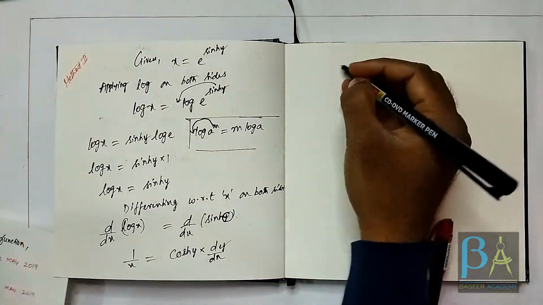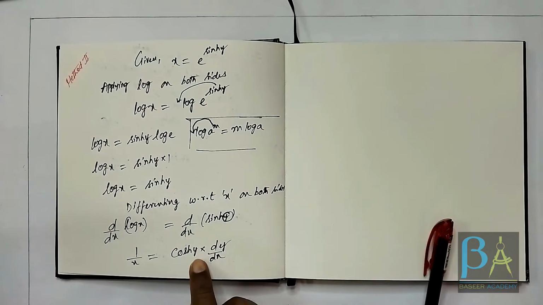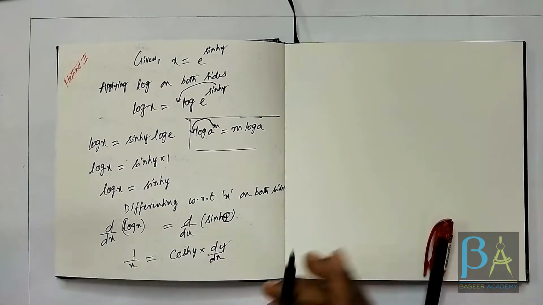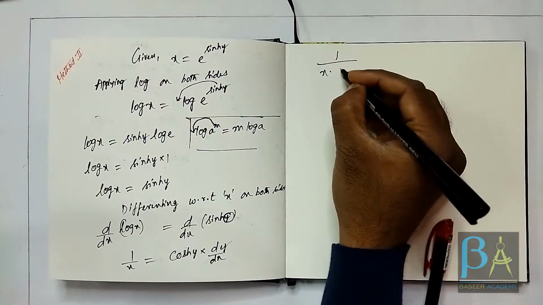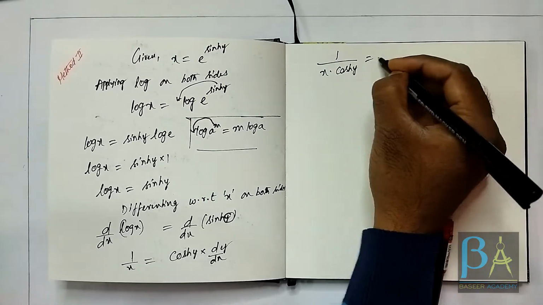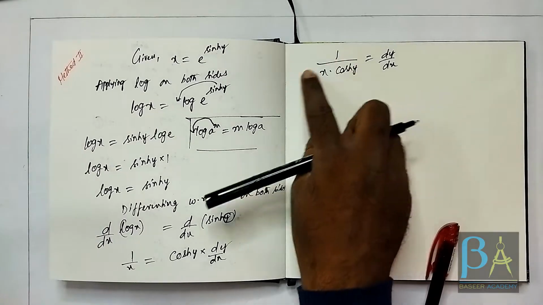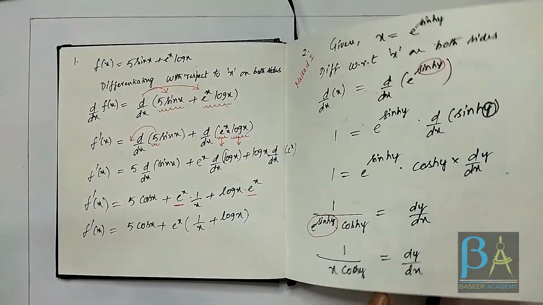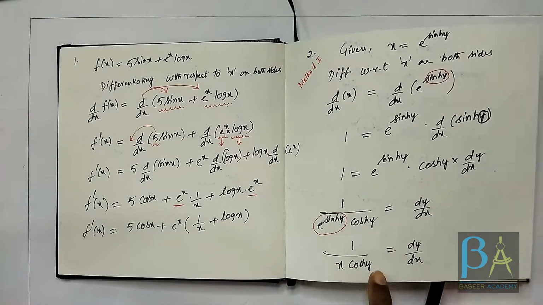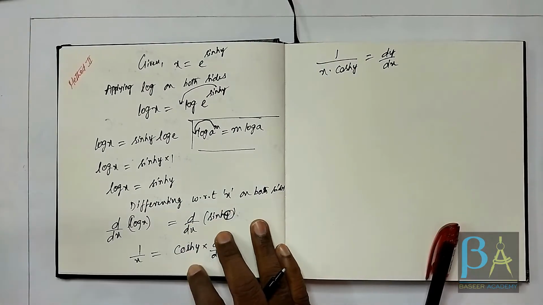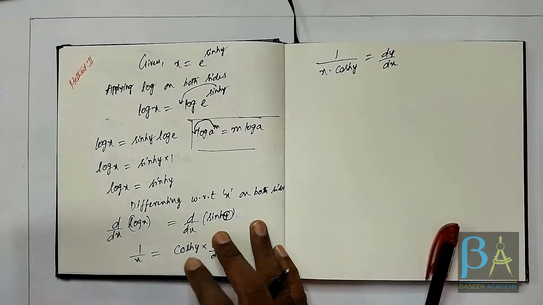So now, since cos hy is multiplying on the right hand side, it would be dividing on the left hand side. So it comes in the denominator here. And again, we ended up getting the same answer. Dy by dx is 1 by x cos hy. So there are two ways of doing it. Let's move on to the next question here.